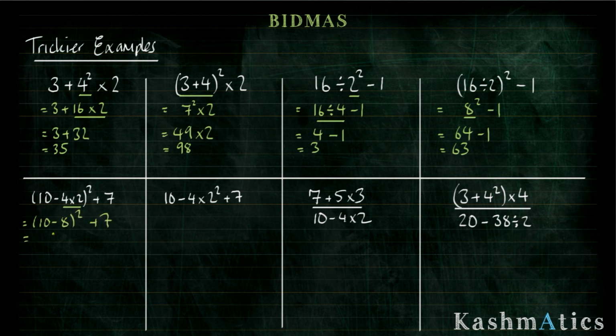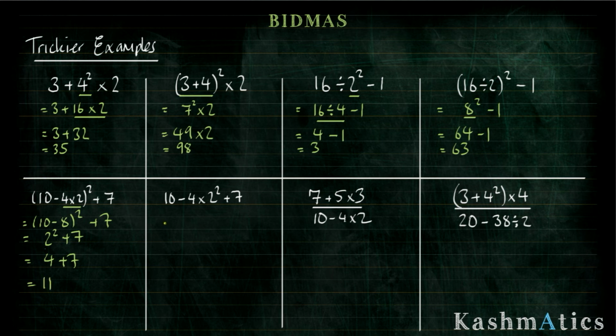And now I can deal with the brackets because I've only got one operation left in there. 10 take away 8 is 2. So it's 2 squared, add 7. Okay, so the brackets are dealt with. Now I can sort out the indices. So the 2 squared makes 4. 4 add 7 makes 11.